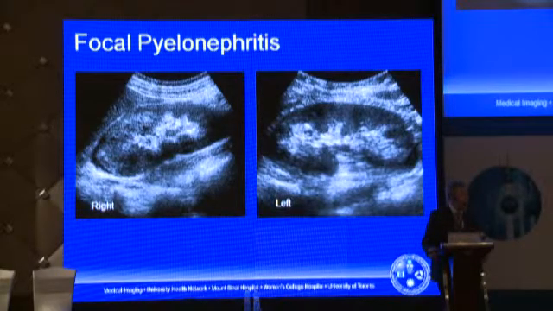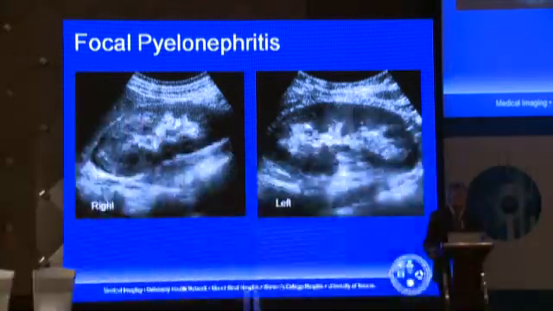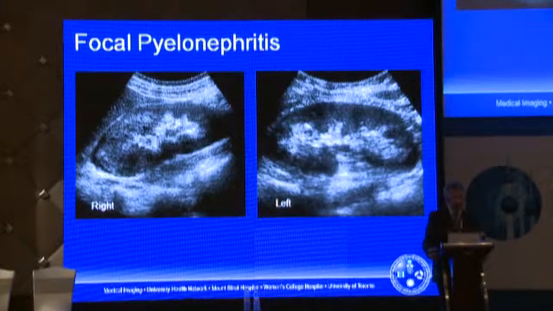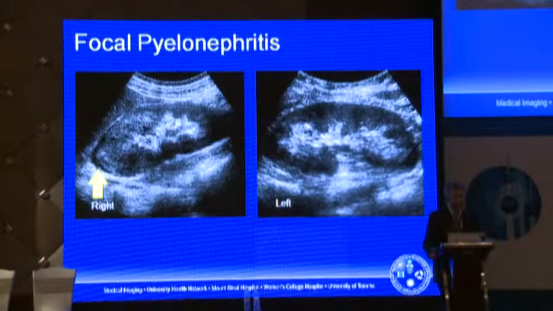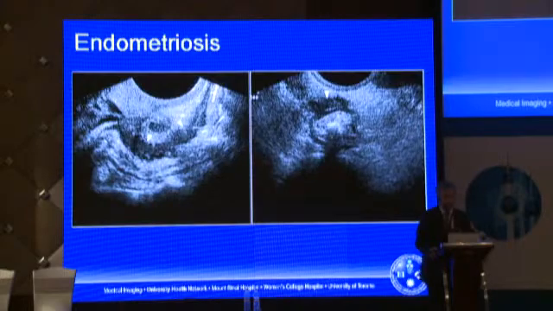I'm showing you the right kidney and the left kidney. On a busy day, I would just flash by those two images and think nothing of it. But if you look critically at the right kidney here, there is some perinephric fluid. That in itself doesn't make the diagnosis, but when I highlight that region for you and then take it away, you can see that the upper pole of this kidney is swollen and heterogeneous relative to the remainder of the kidney.